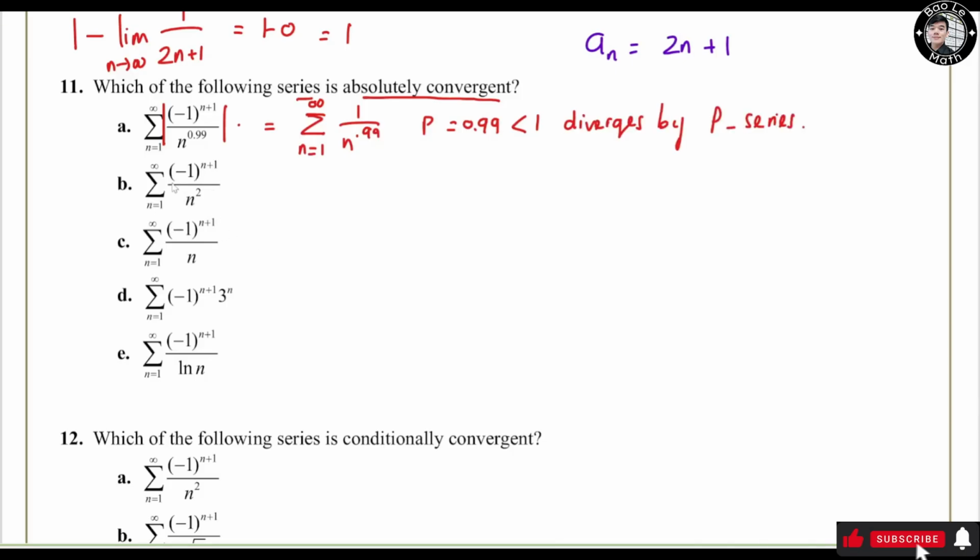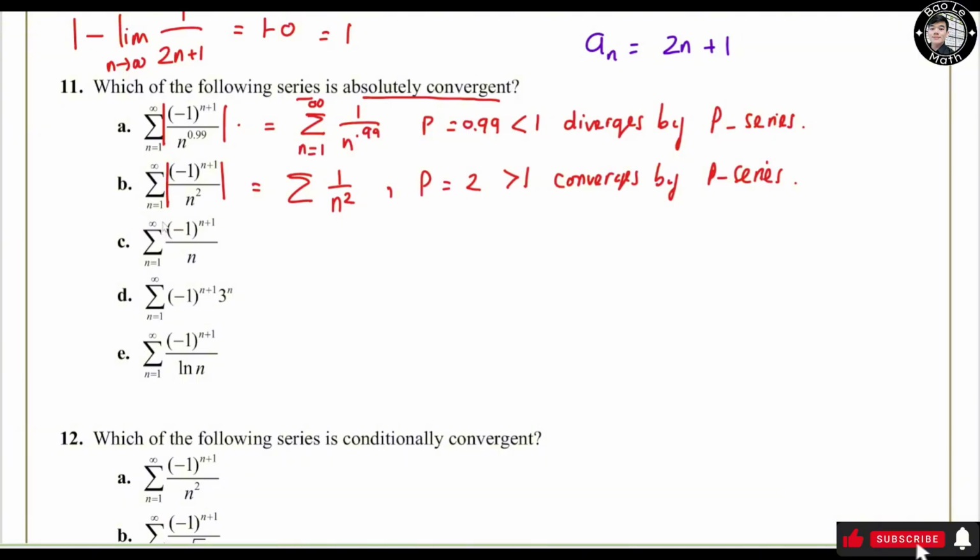Now question B. Take the absolute value of this one, and it is going to be the series 1 over n squared. Now this again is a p series where p equals 2 greater than 1. So this one converges by the p series.